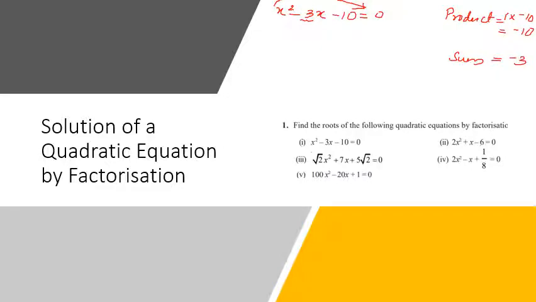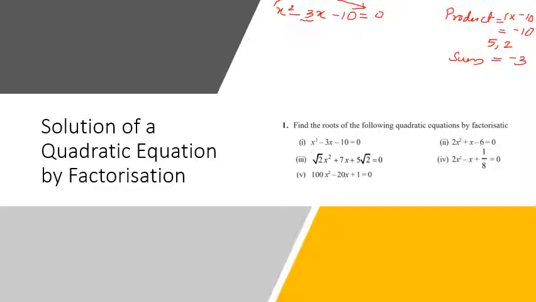So we have to find two numbers wherein by multiplying we get minus 10 but the addition or subtraction it is minus 3. What are the terms? It can be 5 and 2. 5 into 2 is 10. Product is 10. Now it is not 10, it is minus 10. So either 5 has to be negative or 2 has to be negative. If both are negative, it will become positive.